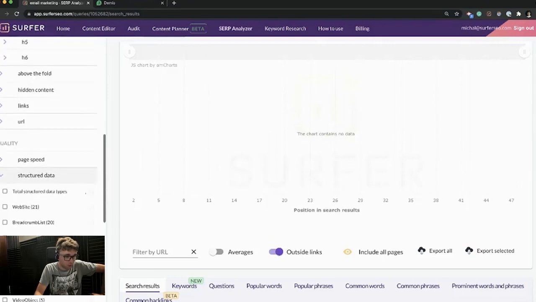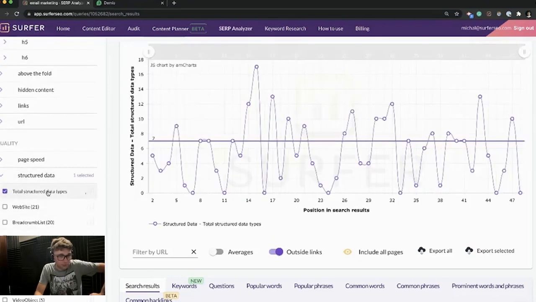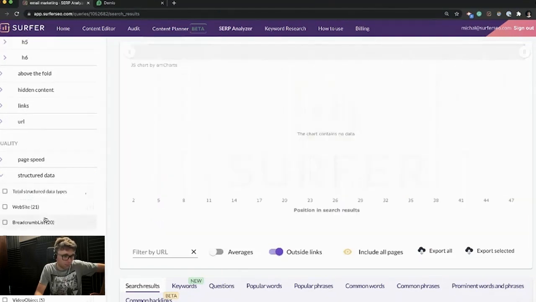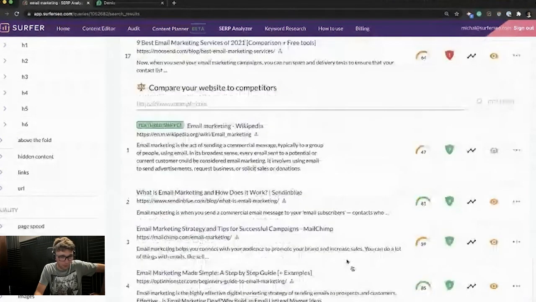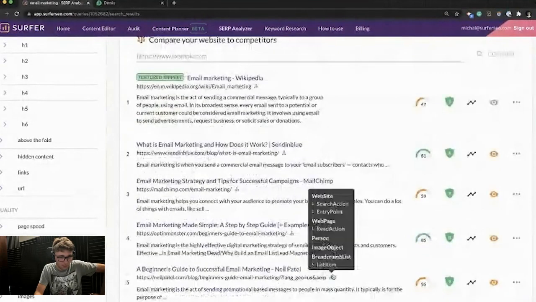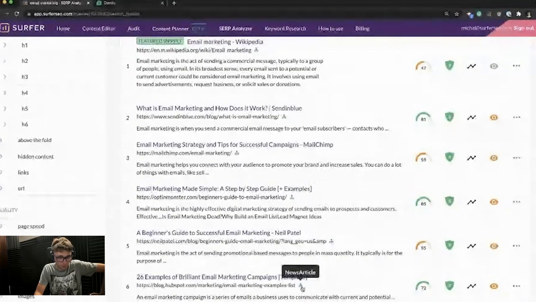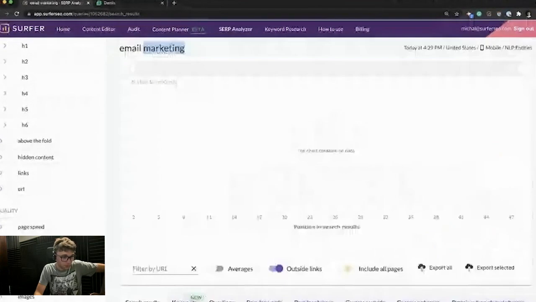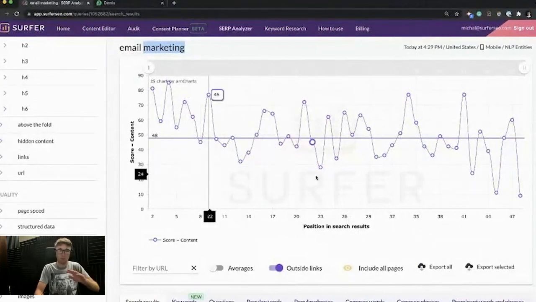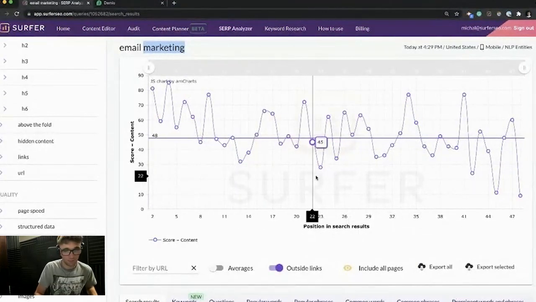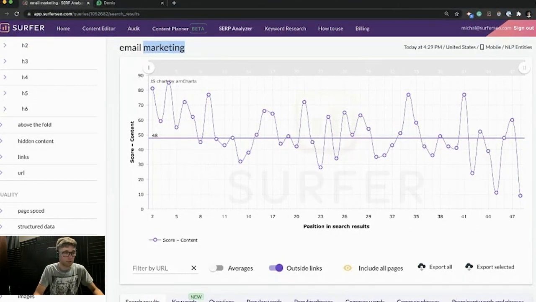You can take a look at the structured data, like how many structured data types do we have? 7 types, and it's all right compared to the others. Here you will find the most common structured data types. If you scroll down, you will be able to find out what specific structured data types are embedded on these pages. So it's relatively easy to find out what's going on in here. The content score is pretty obvious, and it is correlating as hell. It's one of the most correlating factors I've ever seen. Pages in the top have, in general, a higher content score.